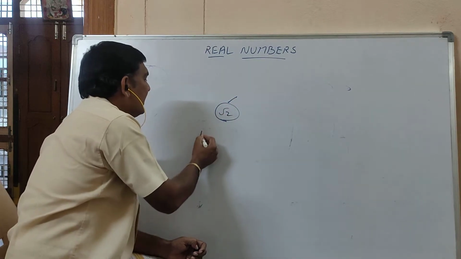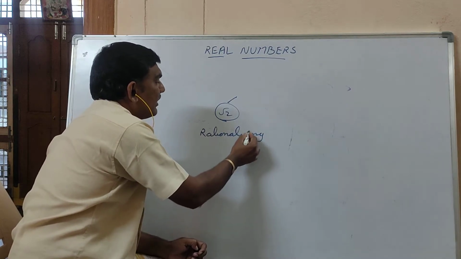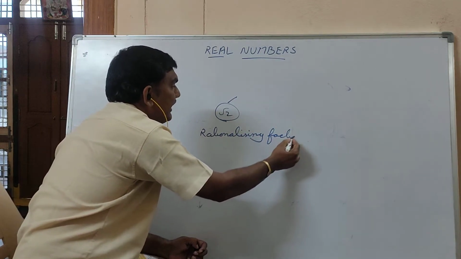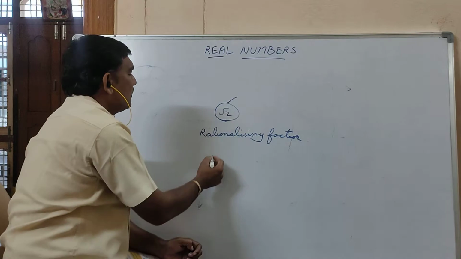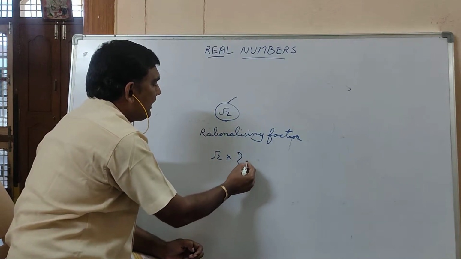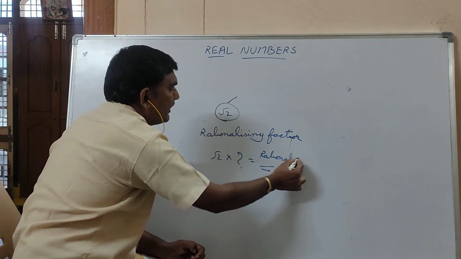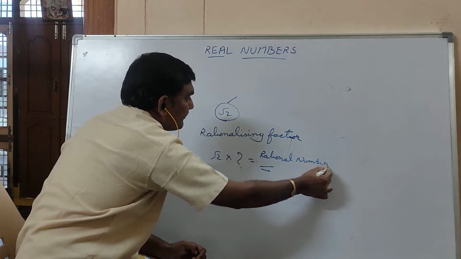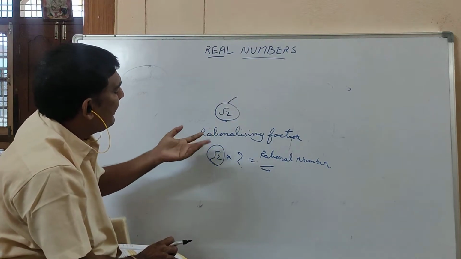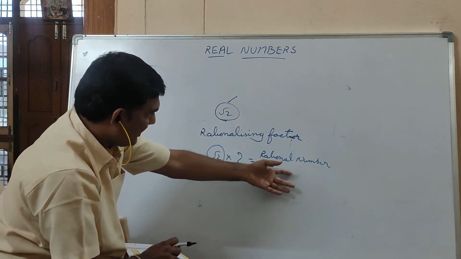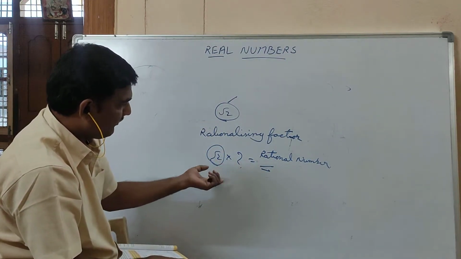So, rationalizing factor. What is the meaning of this? We'll see it. Rationalizing factor means the number by which you have to multiply root 2 to get a rational number. See, root 2 is not a rational number, but we can make it a rational number after multiplying with some other number. This number may be irrational.